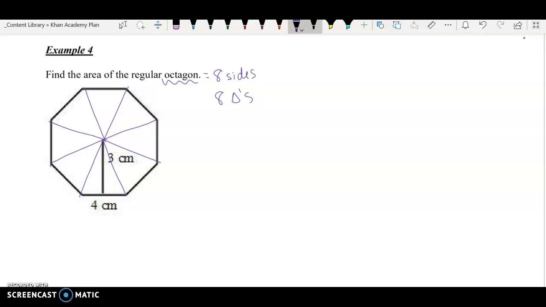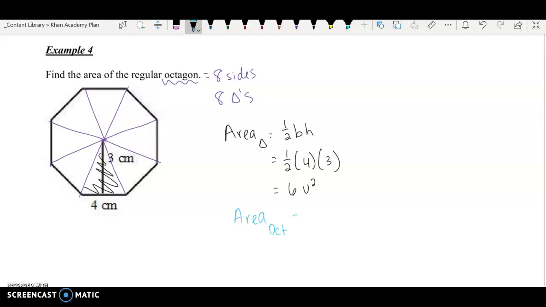Okay. So now again, we're going to focus on this triangle here. They actually give you the height and the base. So area of the triangle, again, is 1/2 base times height. We have our base of 4. We have our height, which is the same thing as the apothem, as 3. So 1/2 of 4 times 3 would give me 6 units squared. Now, that's the area of one triangle. If I want the area of the octagon, then I would need to multiply that by 8. So we have 6 times 8, which is 48 units squared.